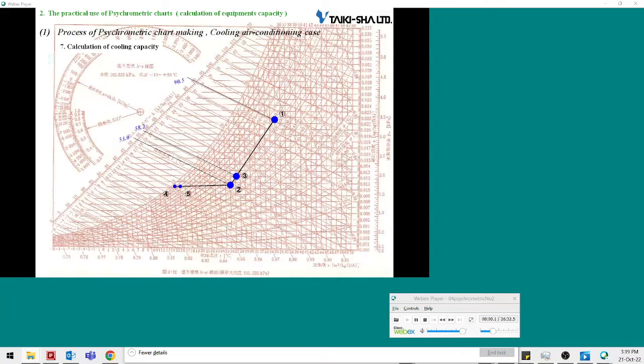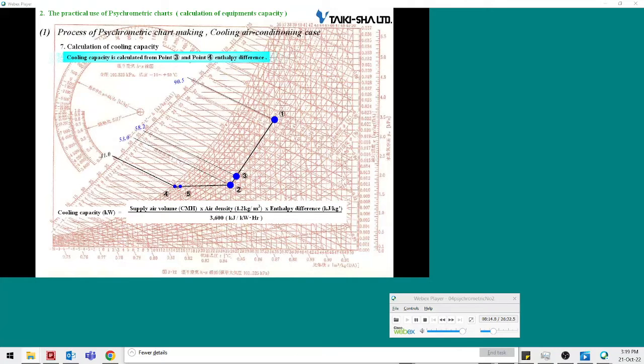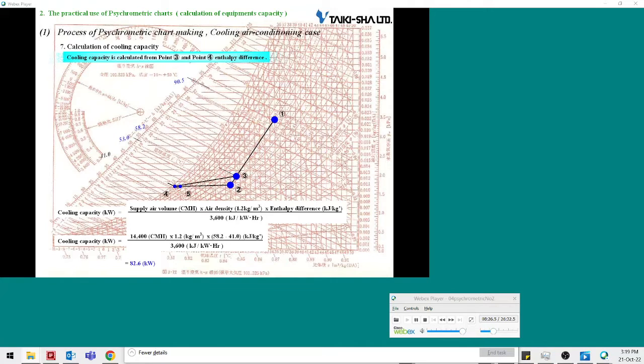Let's calculate the coolability of the cooling coil. The coolability of the cooling coil is calculated from the difference between the inlet air enthalpy and outlet air enthalpy. Determine the outlet air enthalpy of the cooling coil by viewing the psychrometric chart. The coolability is determined by multiplying the airflow by the air density by the enthalpy difference and dividing the obtained result by 3,600. The result of the calculation is 82.6 kilowatts. Let's connect the inlet air point and the outlet air point.